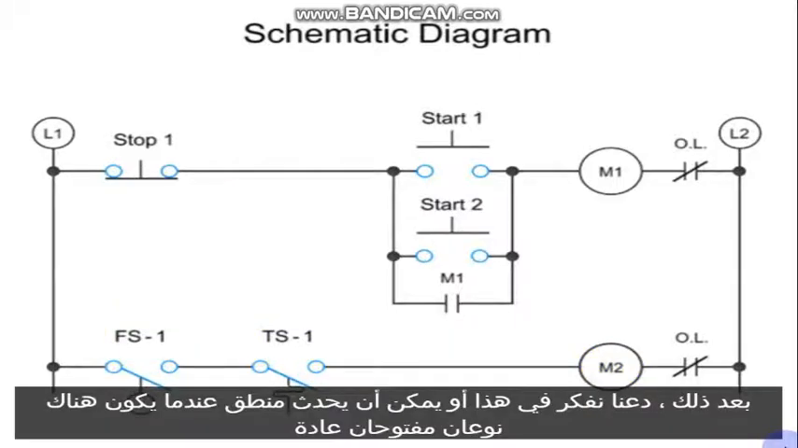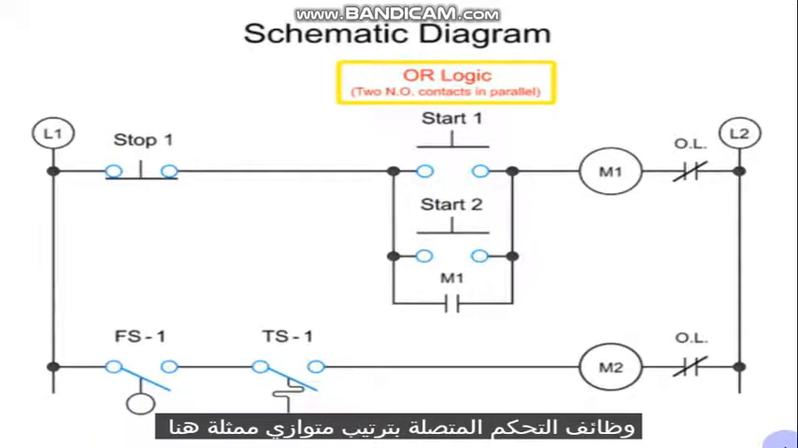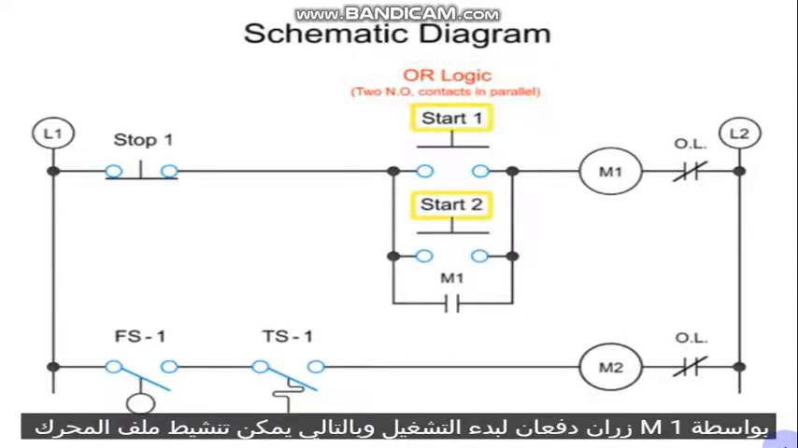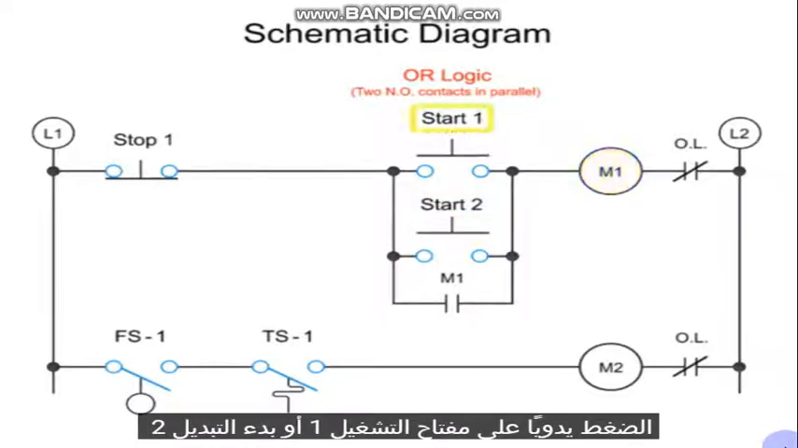Next, let's consider OR logic. This can occur when there are two normally open control functions connected in a parallel arrangement, represented here by two start push buttons. Thus, motor coil M1 can be energized by manually pressing start switch 1 or start switch 2.